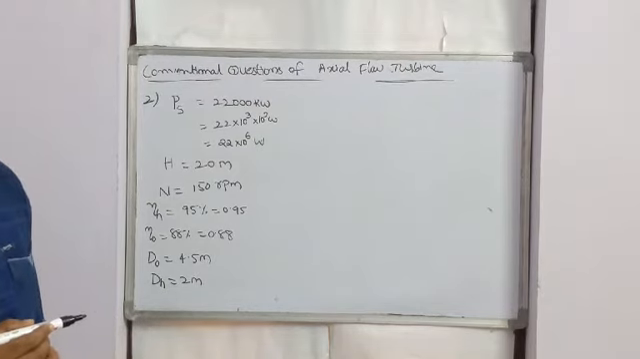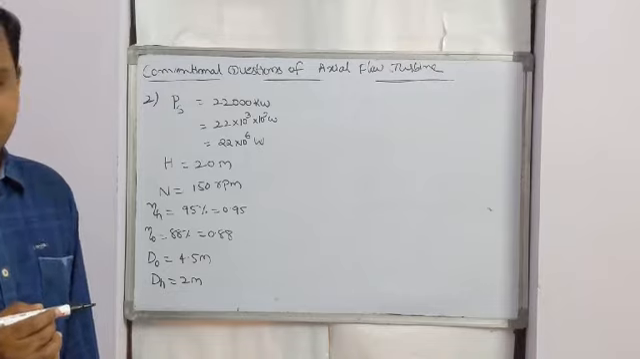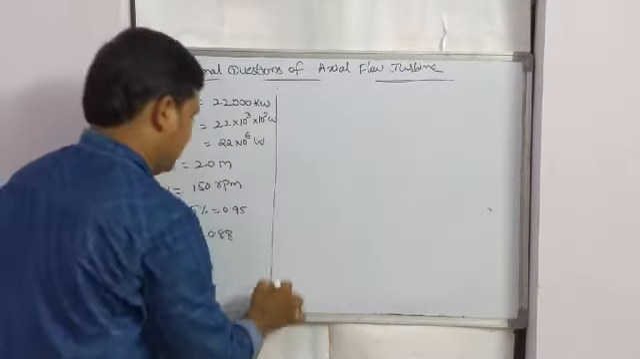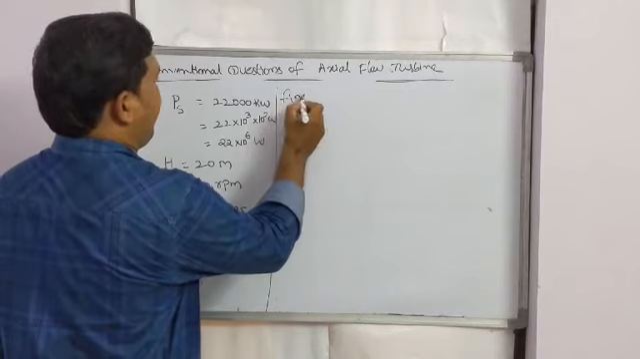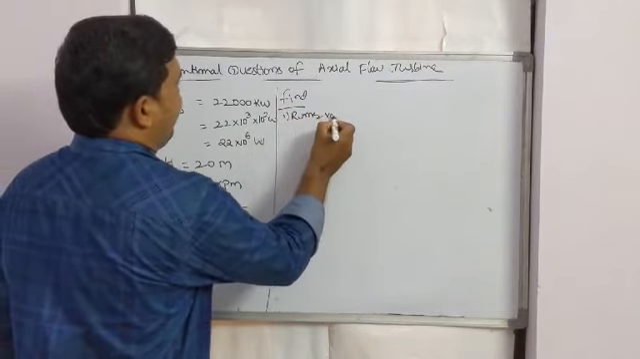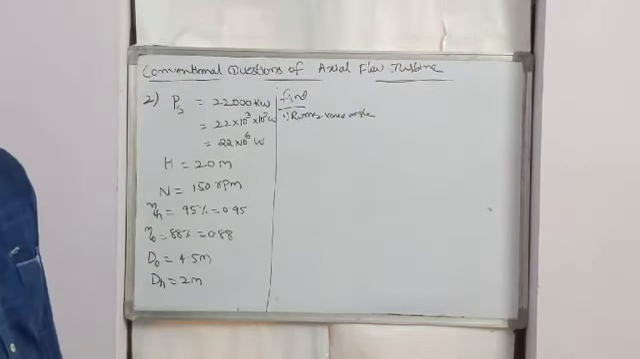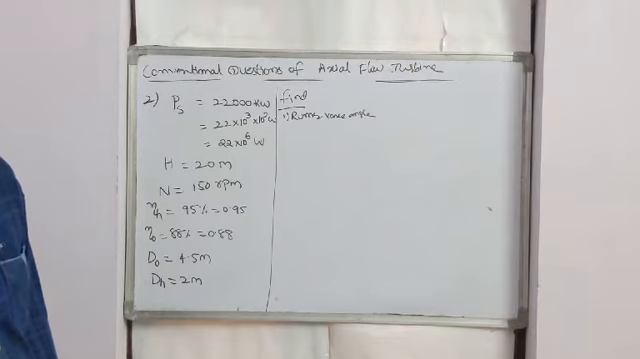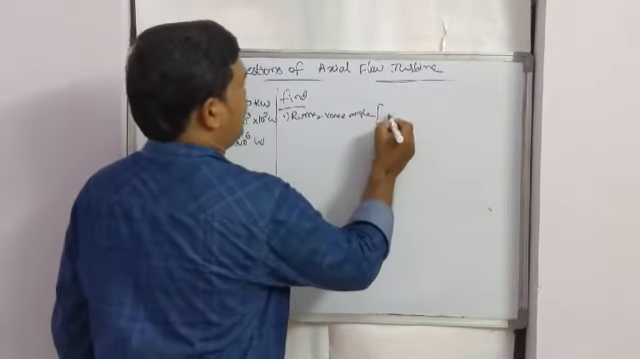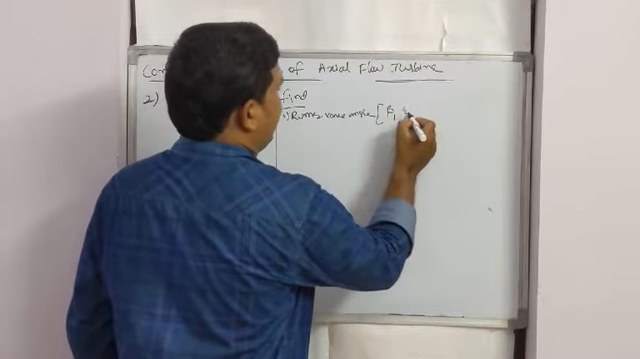Determine runner vane angles at hub and at outer periphery. They want to find out the runner vane angles. What do they ask? Determine the runner vane angles. Runner vane angles are nothing but beta. Vane angles are nothing but beta 1 and beta 2.